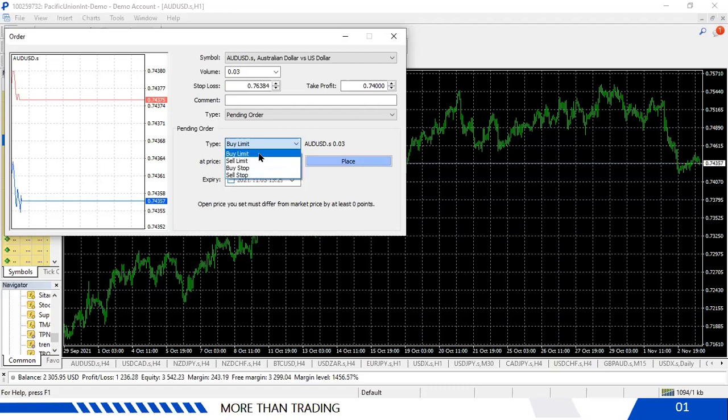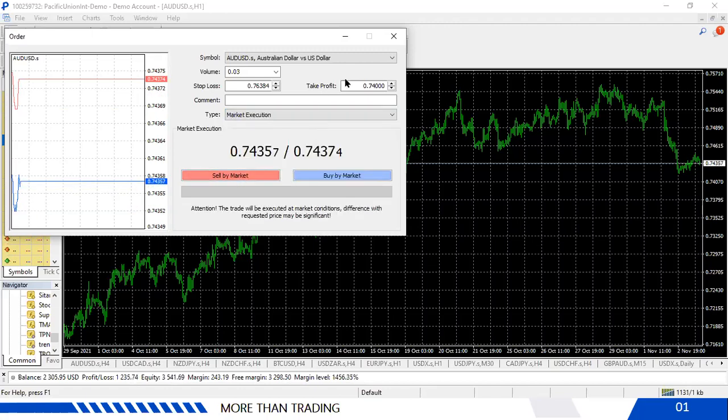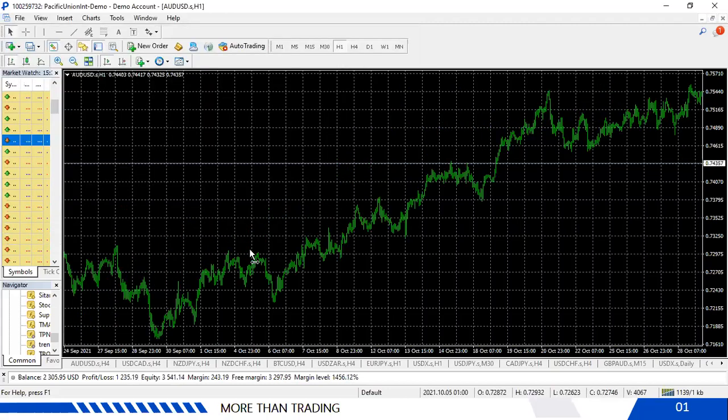If we tell you buy limit, buy stop, or sell stop, whatever order you are given, this is where you change the order. Once you do that, you put the price at which you want the order to occur here, then you click on place the trade.